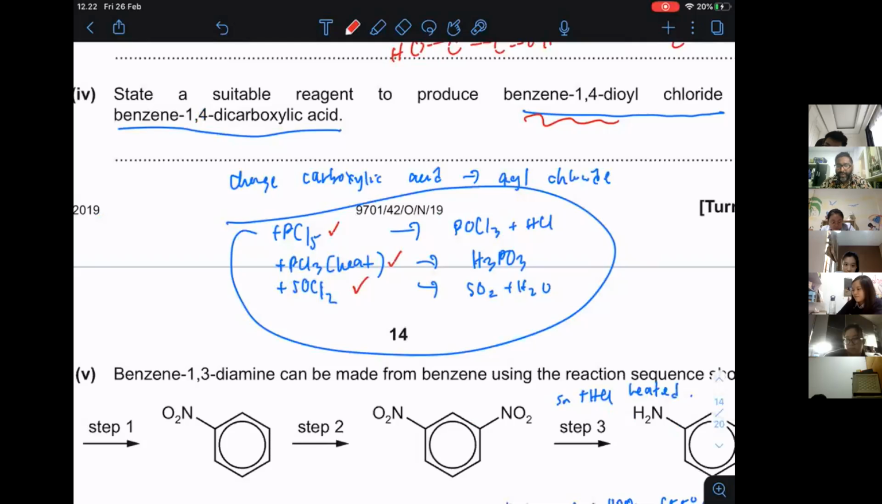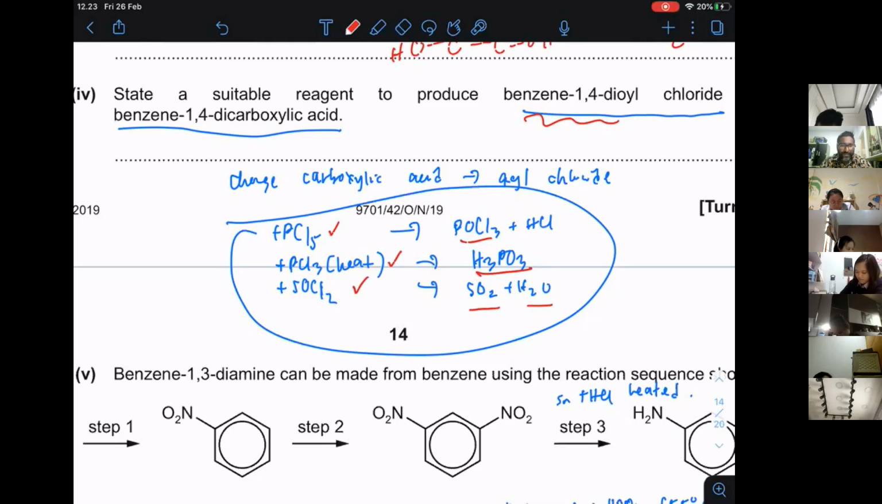But we do have side products. If you are using PCl5, one of the side products is POCl3, and HCl. If you are using PCl3, the side product will be H3PO3. If you are using SOCl2, the side products will be SO2 and HCl. So which one do you choose? Choose wisely. In this case, you can choose any of the three. And then they say state a suitable reagent.